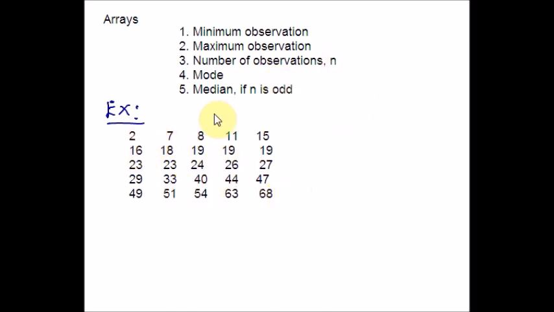So what is the minimum value in this observation? Yes, 2 is the minimum value. And what about the maximum? Maximum means the last one because the numbers are arranged in ascending order. So 68 is the maximum observation. And what is the number of observations?